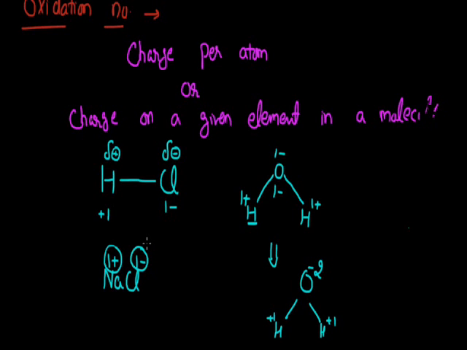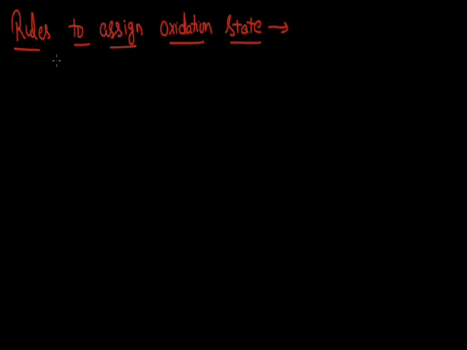Now we will be dealing with the rules to assign oxidation state. The very first rule that we will be dealing with while assigning the oxidation state of any element is: whenever we are to find the oxidation state of any element which is present in the elemental form, then the oxidation state will be 0 for that.